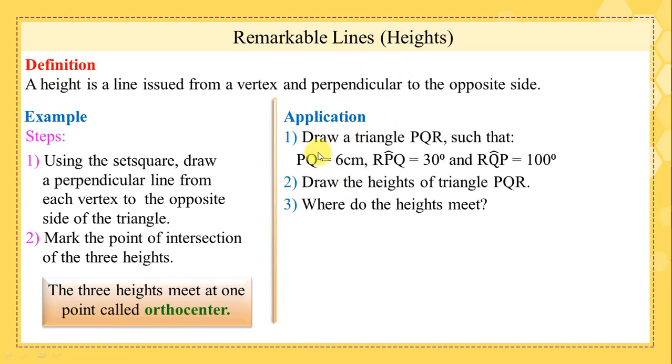Application. 1. Draw a triangle PQR such that PQ equals 6 cm, angle RPQ equals 30 degrees, and angle RQP equals 100 degrees. 2. Draw the heights of the triangle PQR. 3. Where do the heights meet? Please pause the video and try to solve this application.